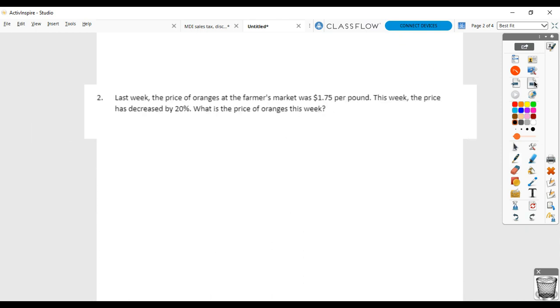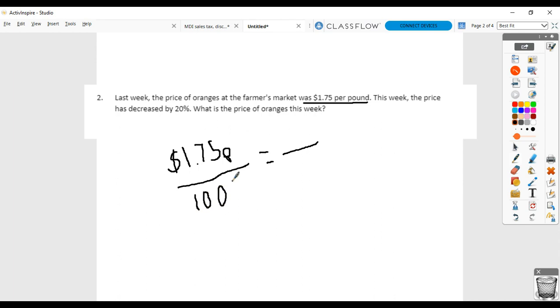All right, number 2. Again, if you didn't finish writing down number 1, simply just pause the video and write it down. So last week, the price of oranges at the farmer's market was $1.75 per pound. Well, that sounds like my starting point. So I know I have $1.75, and I can do P for pound. Okay, and because that's my starting point, what percent does it give? And if you said 100% again, you are correct because our starting point is always 100%.